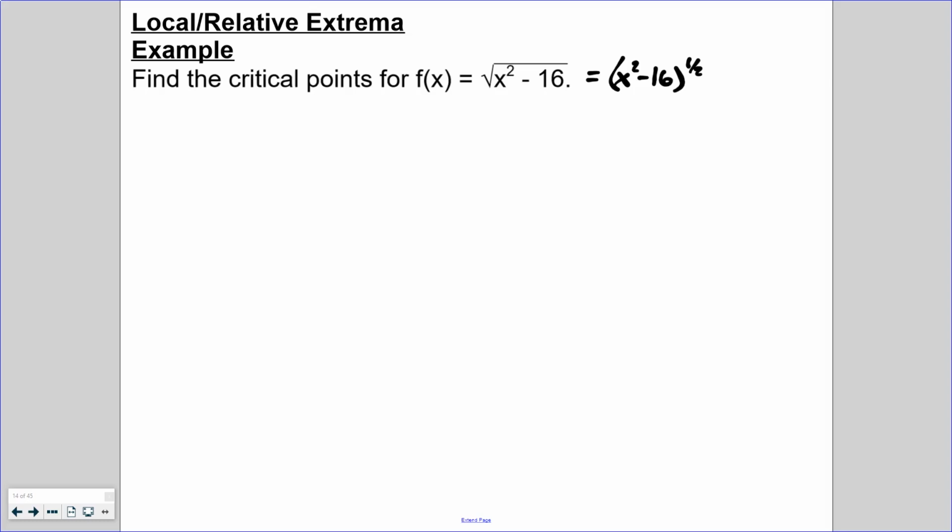Now, when we take the derivative of this, we do notice we have a function inside of another function. So we are going to have to use the chain rule. Chain rule says we take the derivative of the outside, so 1/2 times the inside raised to the negative 1/2 power. We're going to leave the inside alone and then multiply by the derivative of the inside.